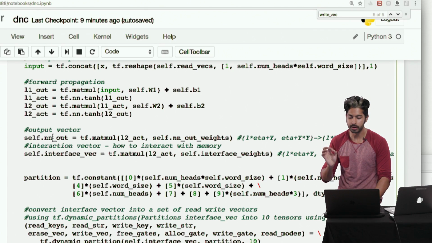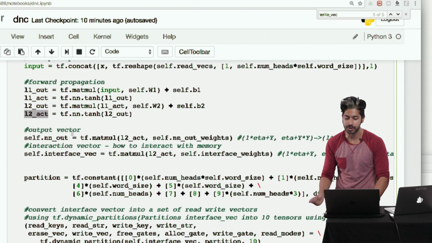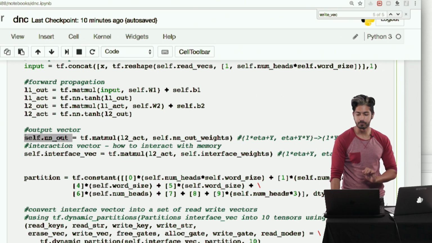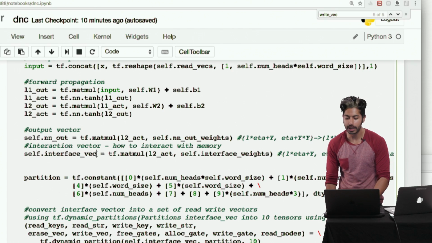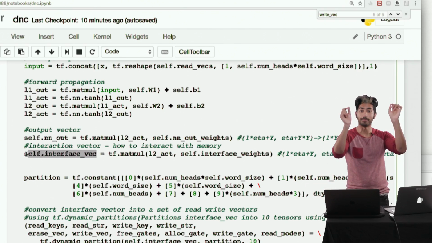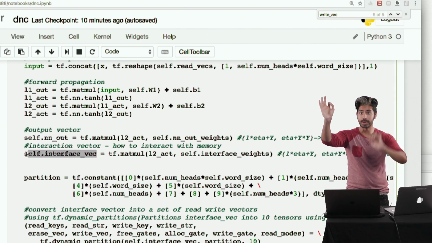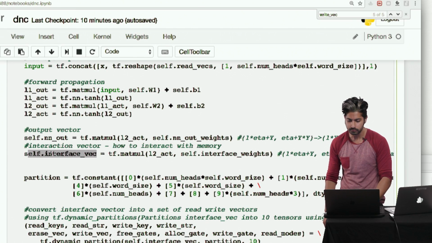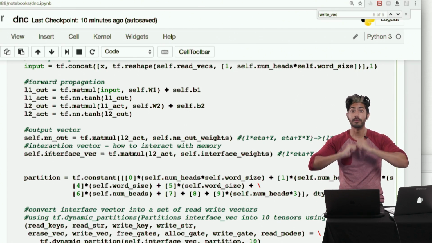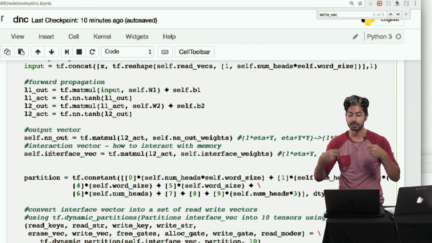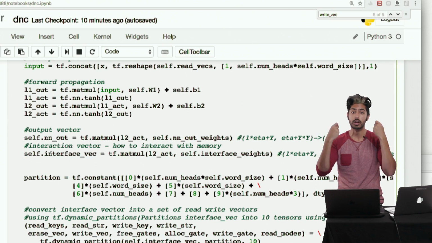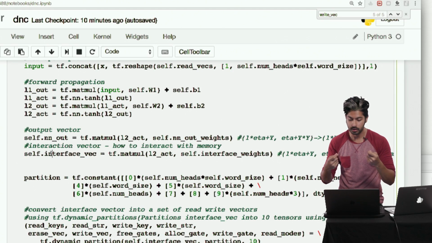We're going to use that last activation to compute it by then doing matrix multiplication. But this is our output vector. And then this is going to be our interface vector. So remember, there are two outputs, both the normal output and the interface vector. Okay, so now we have both of our outputs. We forward propagated, and it's time to then use these two vectors to learn and do more things with.